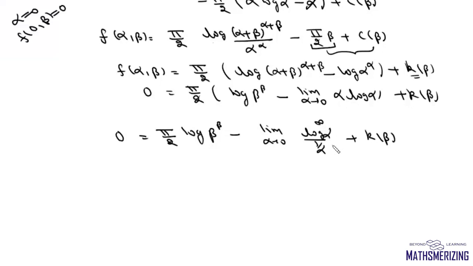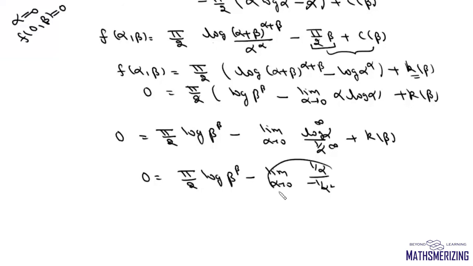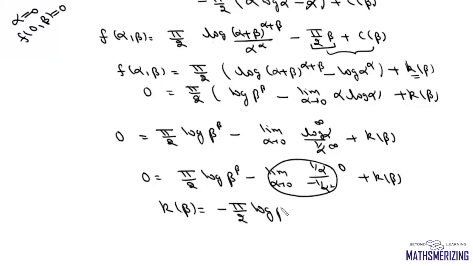Now this is infinity upon infinity form. If we use L'Hopital's rule, we'll get this as 0 equals pi by 2 log beta to the power beta minus limit alpha tends to 0. Now it is 1 upon alpha and minus 1 upon alpha square, which is simply alpha. So value of this limit will be 0 and then plus k beta. So this constant k as a function of beta will be minus pi by 2 log beta to the power beta.